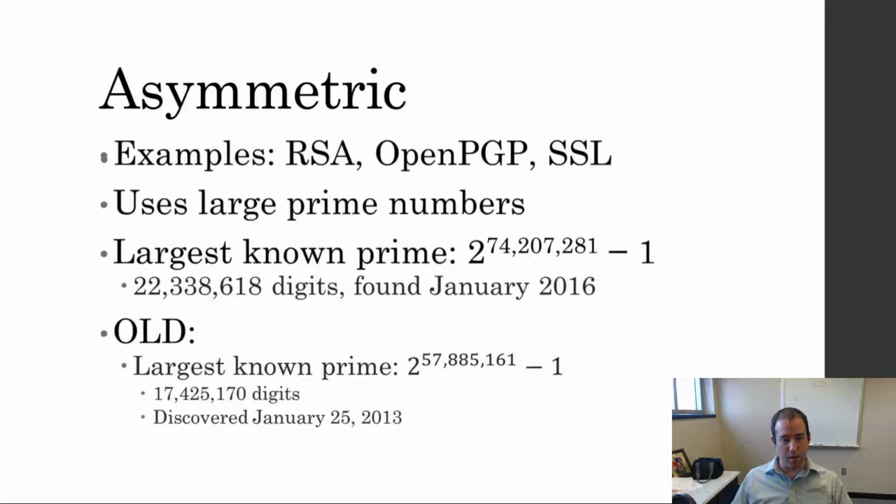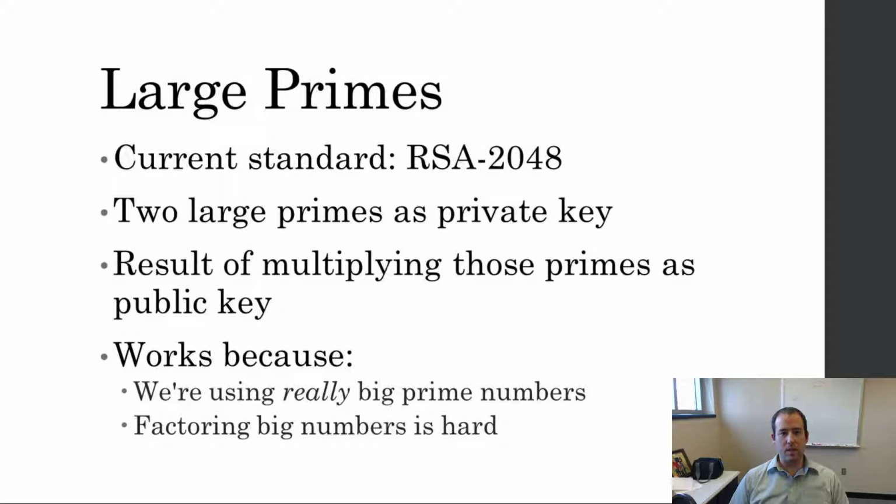Before January 2016, the last largest known prime was discovered 3 years earlier and had only 17 million digits. So we've got 5 million more digits to work with here in our large prime numbers. So the current standard is RSA-2048, which uses a 2048 bit key, using those large prime numbers as your private key. And only you know the two large prime numbers. And then you multiply those two primes, and that's your public key.